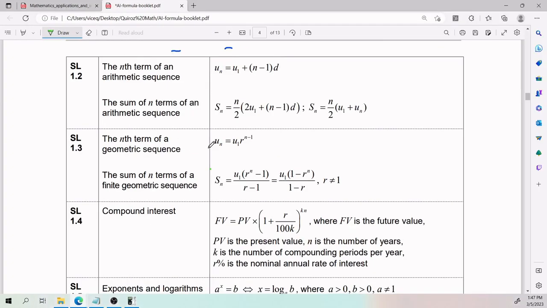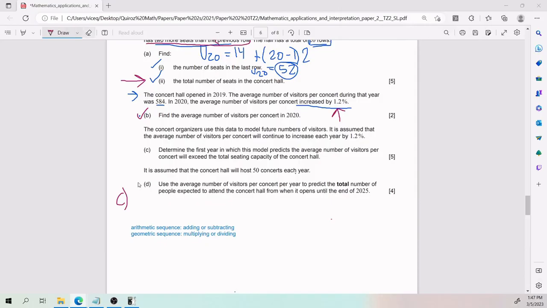this guy. See? The nth term of the geometric sequence, that is going to be your current approach. So I'm going to write down that formula on the side, just so that we're all on the same page. Un equals U1 R to the n minus 1. All right? And so U1, which is the average number of visitors, is 584. See? So we're going to go with Un equals 584 times R. What is R in this case? R in this case is simply going to be 1.2. All right?